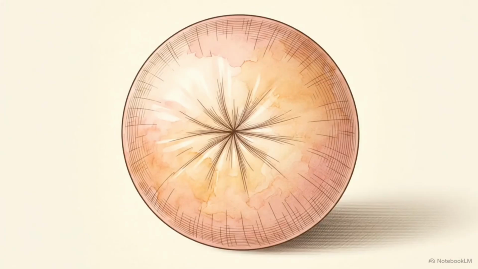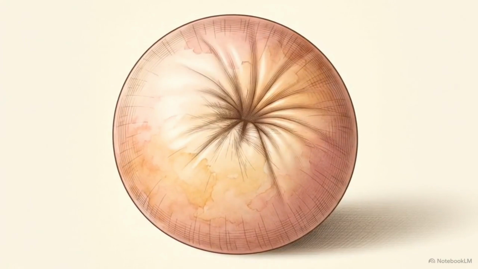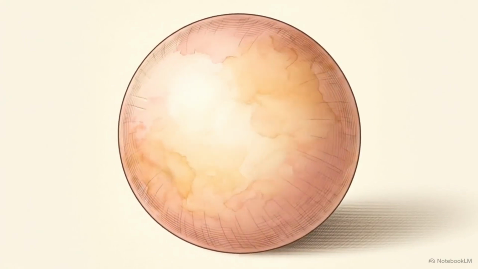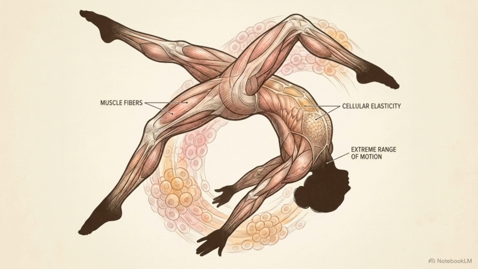Think of an animal cell like this fluid-filled water balloon. It's squishy, flexible, and reacts to every touch. Because your cells are built like these balloons, your body can bend, twist, and sprint. You trade away a hard outer shell for the ability to move.